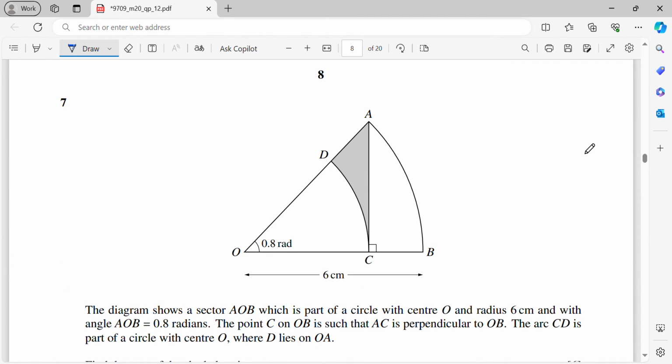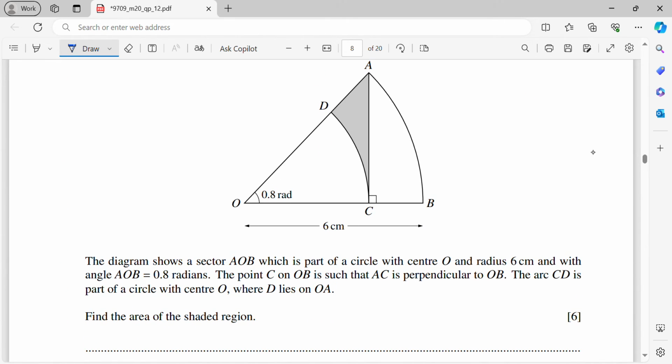Okay, now for question number 7. The diagram shows a sector AOB. This is the whole sector, which is a part of a circle with center O, radius 6. So that means OA is also 6 because of the radius. AOB is the angle 0.8 radians. The point C is on OB, right here, such that AC is perpendicular to OB. The arc CD is part of the circle with center O where D lies on OA. Here is another circle, another sector.